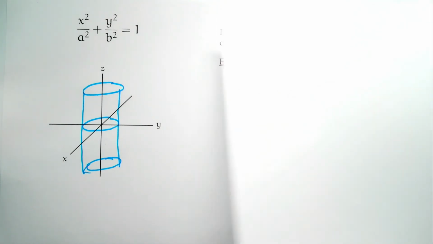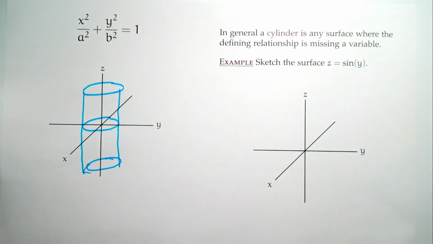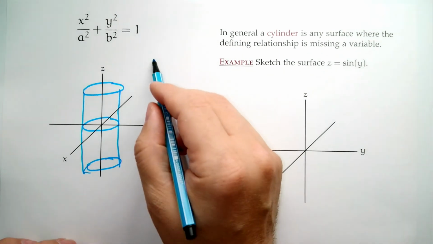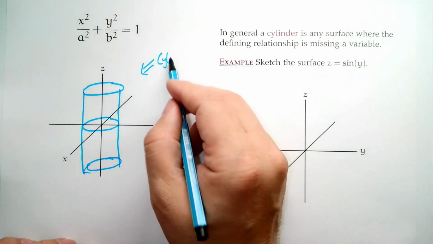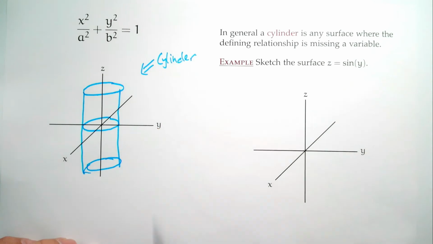And we have a name for that, and we call these cylinders. So when we say the word cylinder, what we mean is that there's essentially a missing variable. And what that translates into is that we get to just sketch the curve in some plane, and then we copy it up and down. So normally when we say the word cylinder, this is, of course, what we have in mind. And if you see a problem that says there's a cylinder, you should think, okay, this is a cylinder. But there's also a different variation.